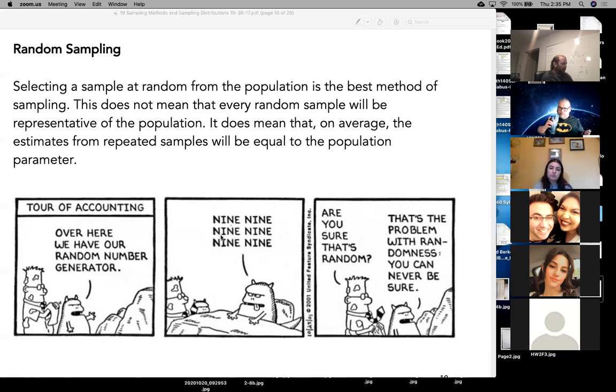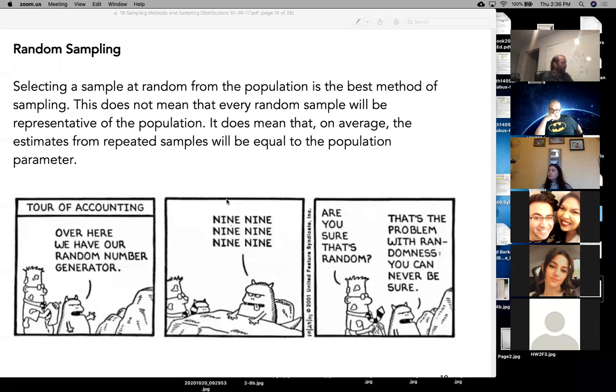Okay, so now random sampling. How do you actually go about getting a good sample? We know that if you go to a basketball game and ask everyone, hey, what's your favorite sport? It's not a good random sample. So we want to see what is a good random sample. Selecting a sample at random from the population is a good method of sampling. However, it does not mean that every random sample will be representative of the population.